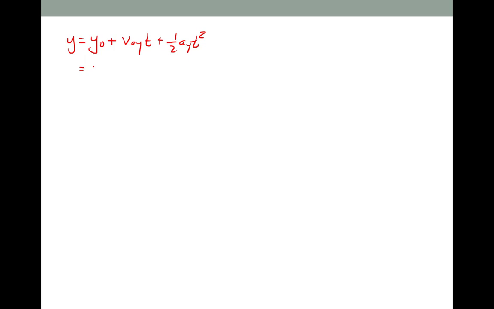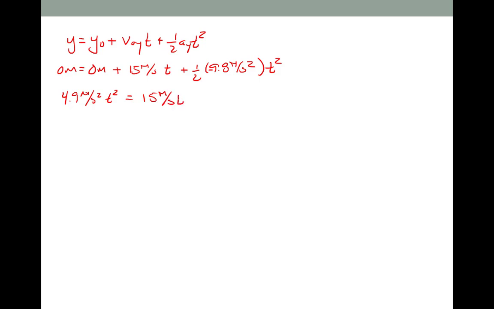So y naught is 0, y is 0. V naught y was 15 meters per second, and there's the t we want to find, plus 1/2 of negative 9.8 meters per second squared. I forgot the negative sign. There it is. Times time squared. So 1/2 of 9.8 is 4.9. I'm going to move that over to the other side. So 4.9 meters per second squared, t squared equals 15 meters per second t.